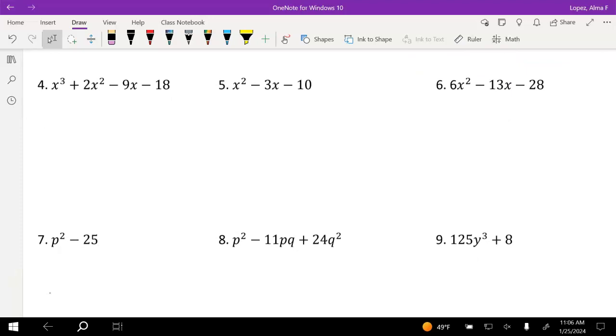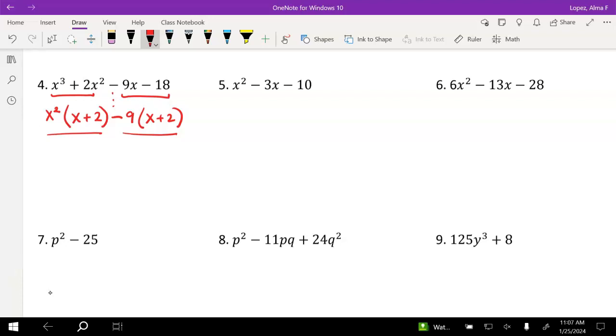I don't see anything in common all the way across, so I'm going to go ahead and group. The first two pieces have an x squared in common. When I factor it out of the first term, it's going to leave behind an x. When I factor it out of the second term, it's going to leave behind a plus 2. Now bring the negative down between the two groups. 9x and 18 both have a 9 in common, so I'm going to factor it out. When I factor the negative 9 out of the first term, it's going to leave behind an x. When I factor the negative 9 out of the negative 18, it's going to leave behind a plus 2.